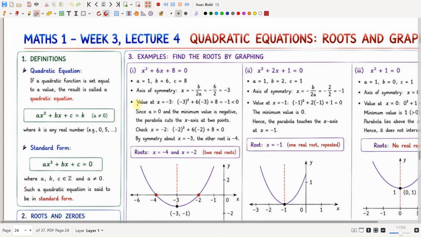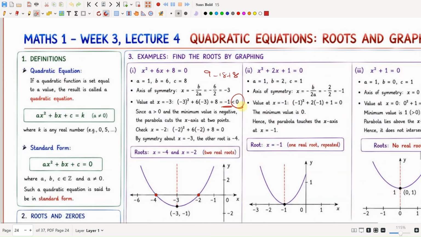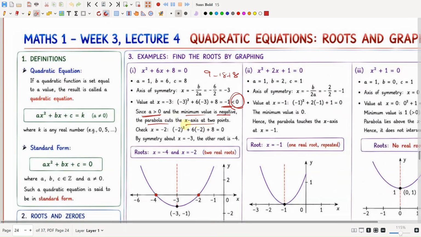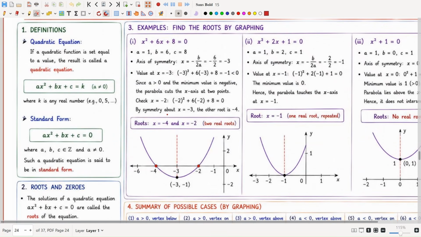Now I'm going to find the value at x is equal to minus 3. So it will be minus 3 square plus 6 into minus 3 plus 8, which is 9 minus 18 plus 8, which is equal to minus 1, which is less than 0. The minimum value is negative, and so the parabola cuts the x-axis at 2 points. See, the parabola is cutting the x-axis at 2 points. See here, I'm getting some values.